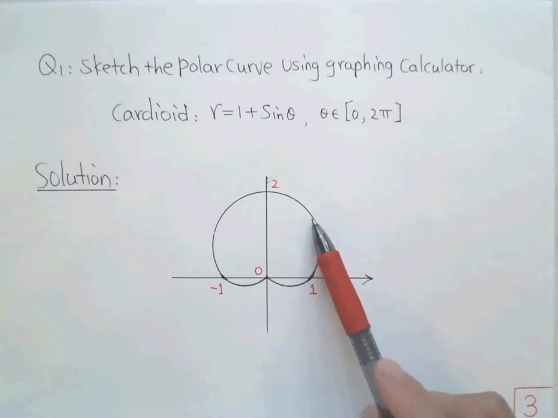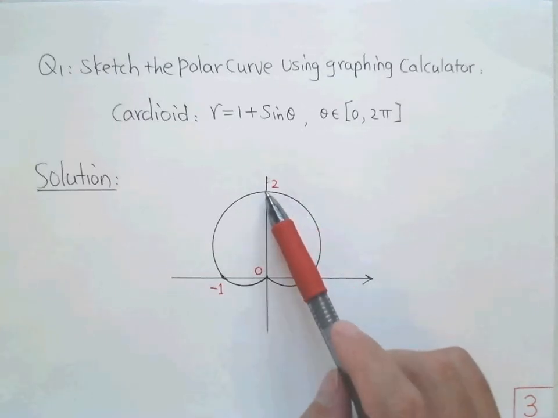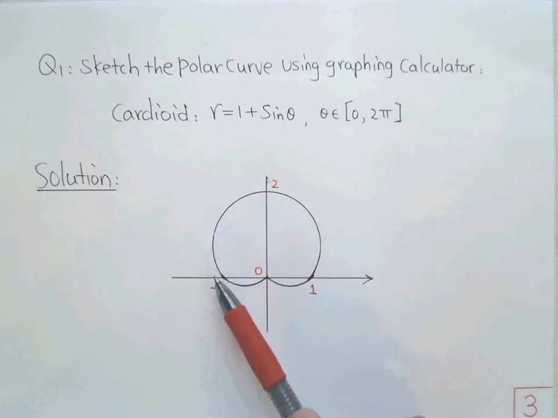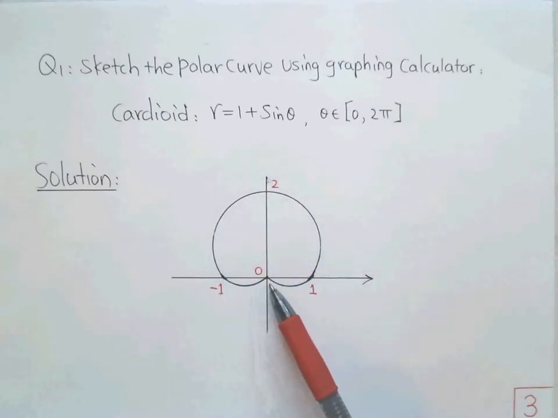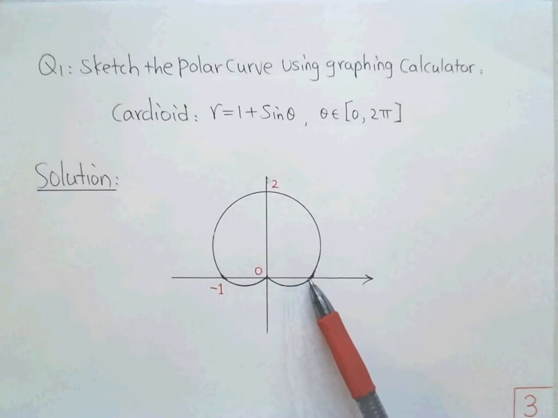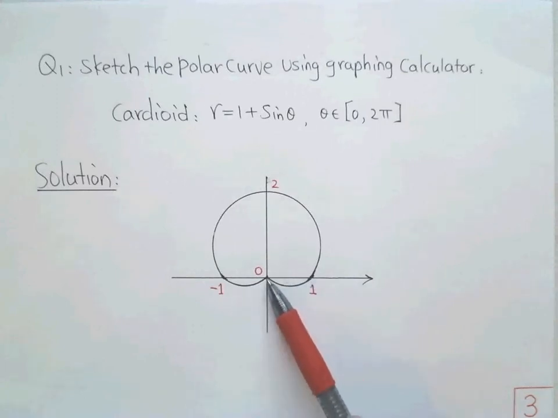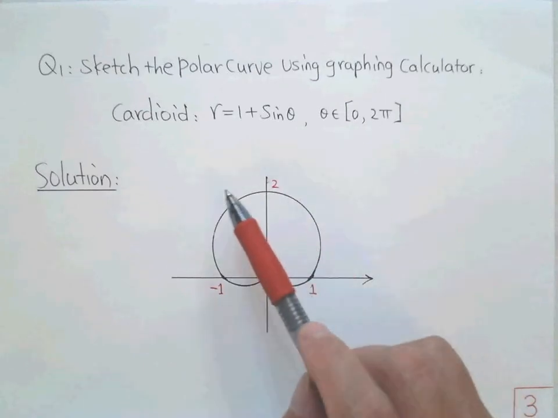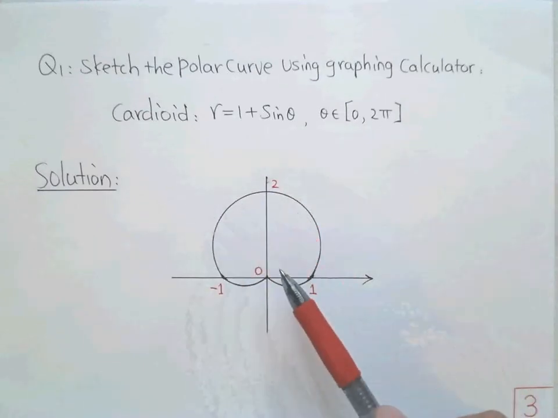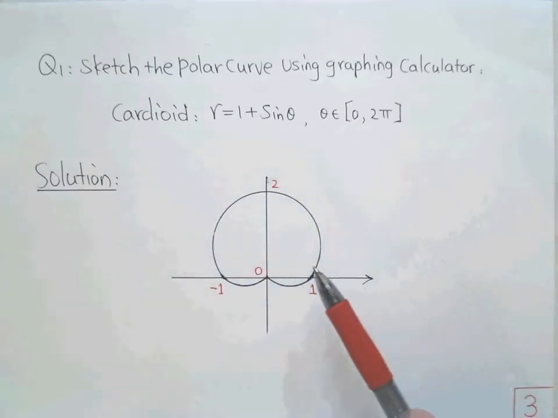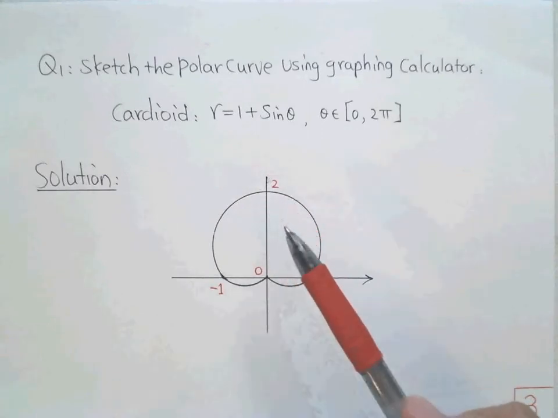Theta equals pi over 4, 45 degrees, go to here. Theta equals pi over 2, go to here. Theta equals pi, go to here. Then this is 3 pi over 2. This is 2 pi, right? So just go counterclockwise. It's easy to look at the direction. Usually we will not put the arrow to show the direction.